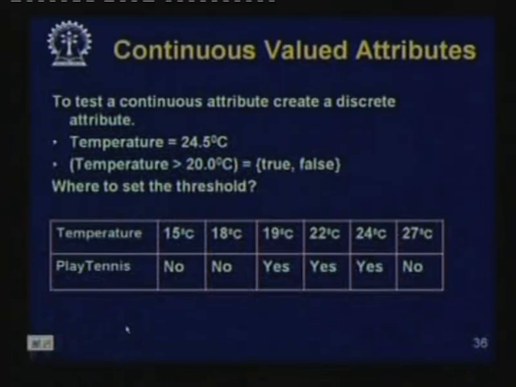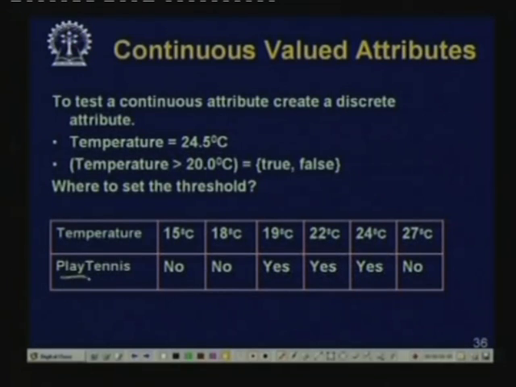So, this is another example of a continuous attribute. We have temperature, and the class that we are trying to learn is the play tennis class. We have sorted temperature in ascending order, 15 degree, 18 degree, 19 degree, 22 degree, 24 degree, 27 degree. And for each of these instances, we have written down the class. We see that these are the points where the class value changes. So, we will be taking one of these as the cut point.